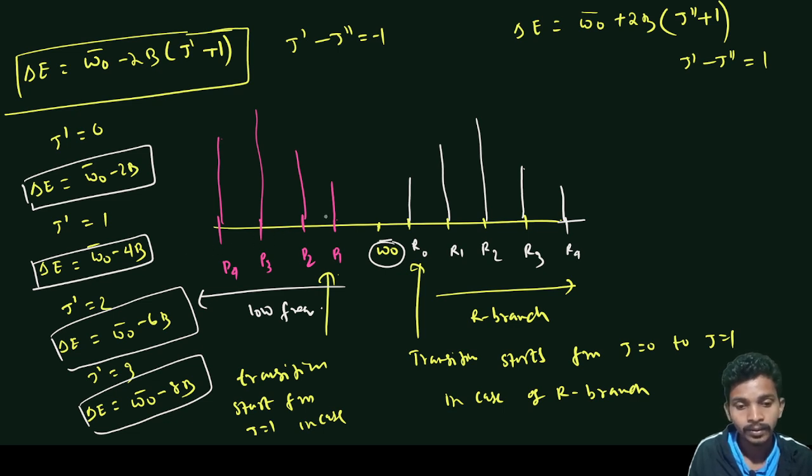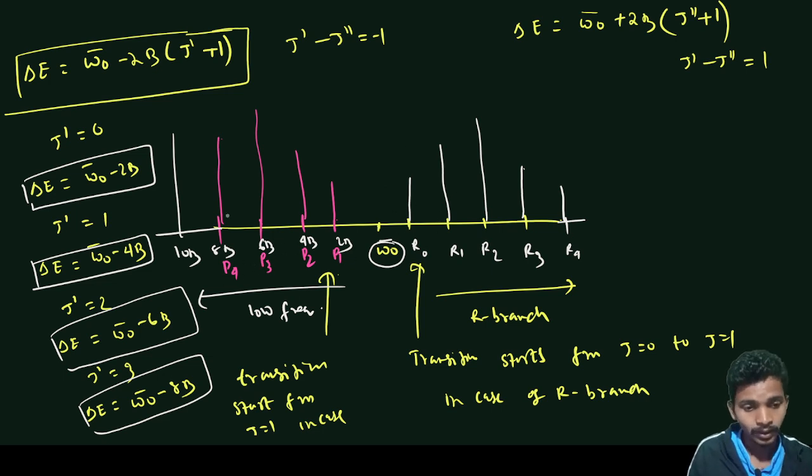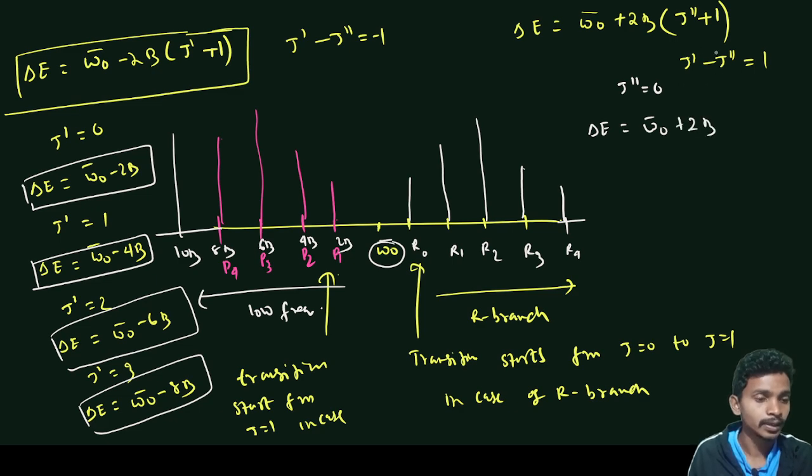So these values you are getting as minus 2b, this is 4b, this is 6b, this is 8b, another we may get 10b, like that in a negative form. Okay, other case: if I put J double dash equal to 0, then what value are we getting? Delta E is equal to omega naught plus 2b, that is 0. So 0 plus 1, 1, so there is a 2b, and this is, let's say, one value.